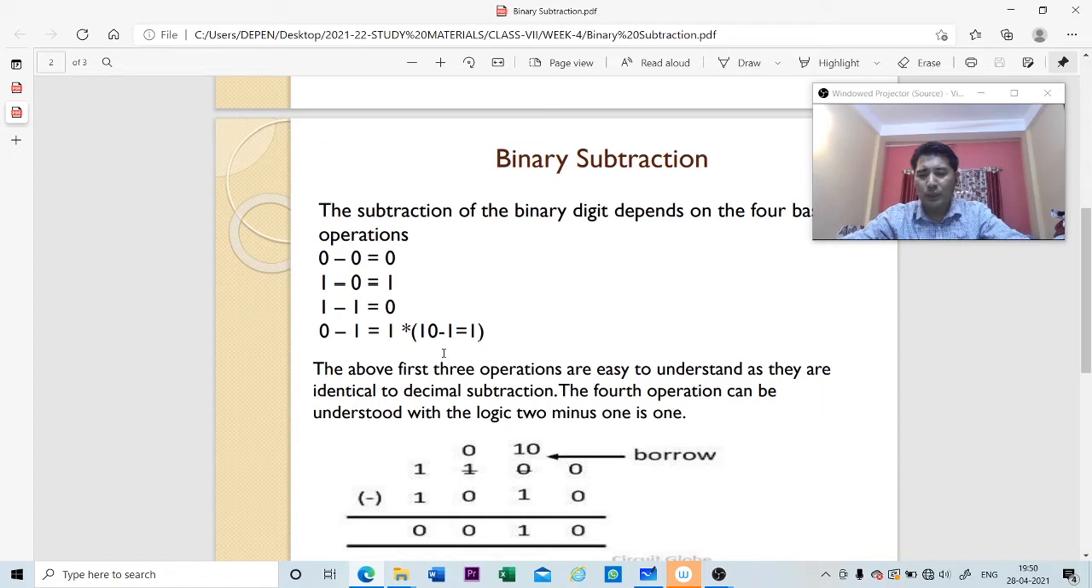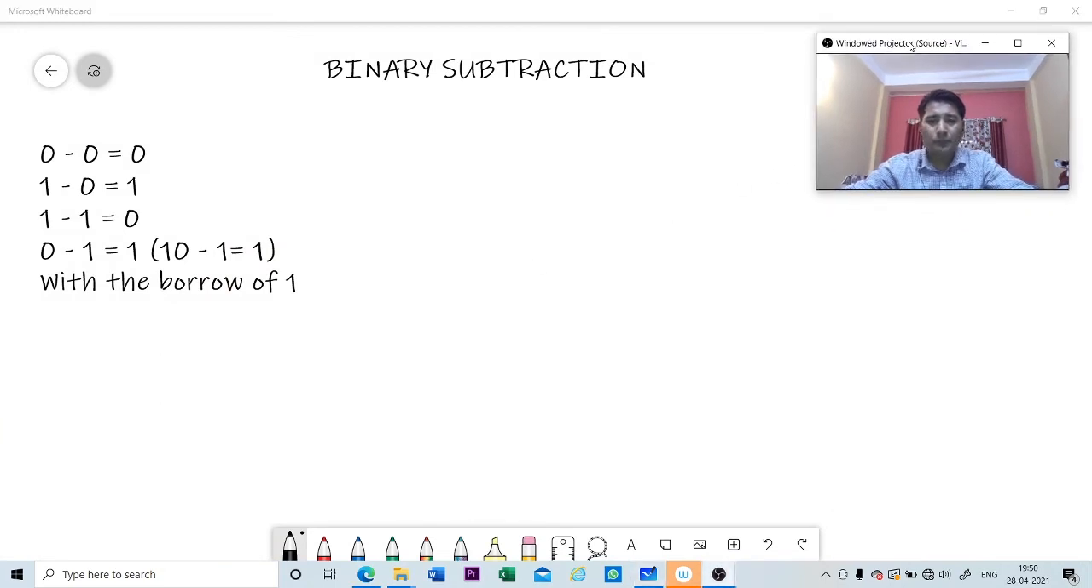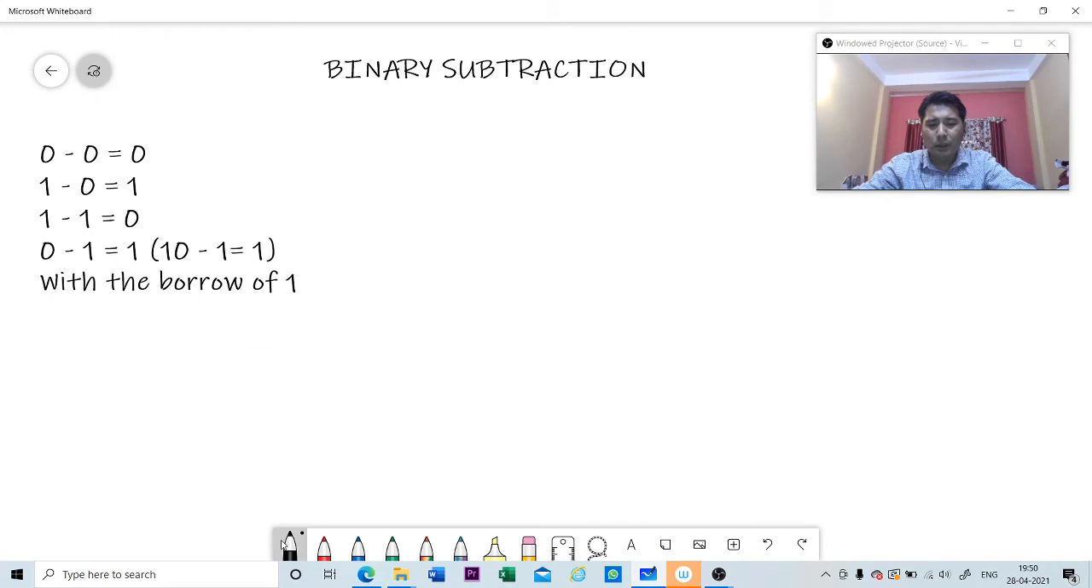Now let us go through with some simple examples. As I've already said, these are some of the basic rules: 0 minus 0 is equal to 0, 1 minus 0 is equal to 1, 1 minus 1 is equal to 0, and 0 minus 1 is equal to 1 with the borrow of 1. So that will be 10 minus 1 will be 1. Now let me show you with the help of one example.